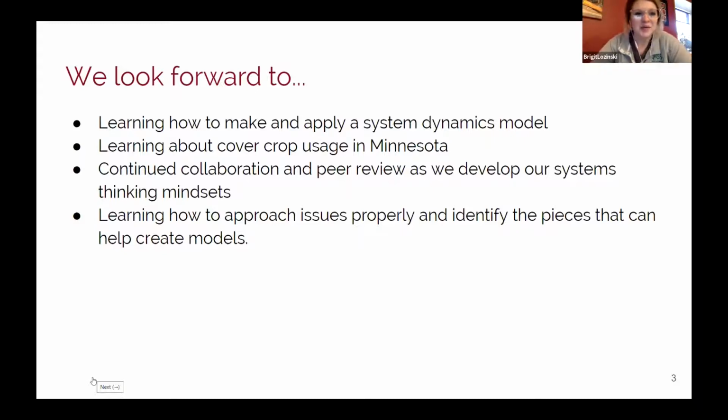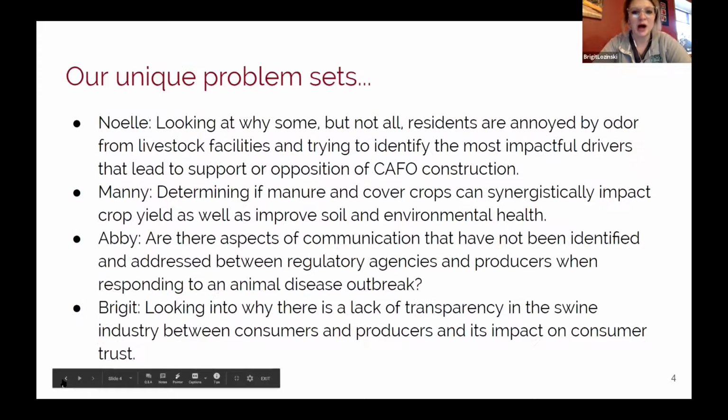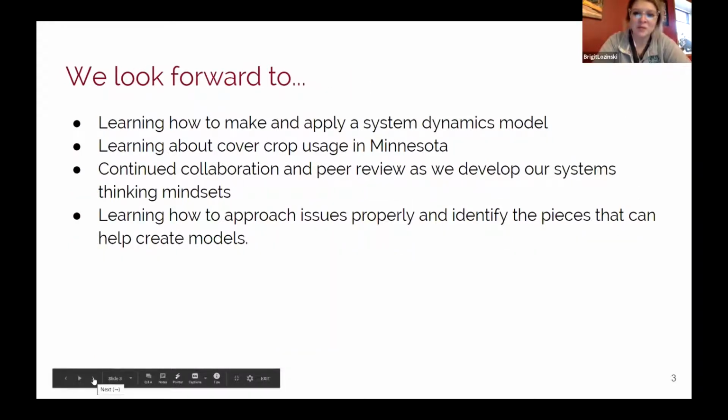And then finally, learning how to approach problems or issues properly, and then identifying the pieces within those problems that can help us create the most optimal models. Again, going off of that, perspectives are key, I think, and that is something we're looking forward to. So I'm sure there's a lot more that we're looking forward to, but those are just a couple of the key things that we've moved through in the last couple months.